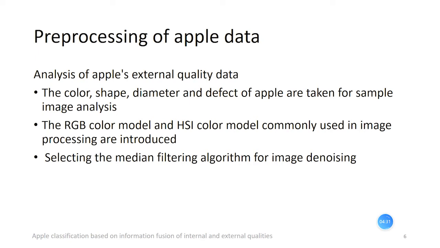For the external quality analysis, the external features of each apple were extracted from 4 aspects, including color, fruit shape, fruit diameter, and defect. A 7-dimensional feature vector was constructed for training and testing the classification model. During the processing of apple's external quality, the images used are taken by CCD industrial camera, and all the collected images are color images.